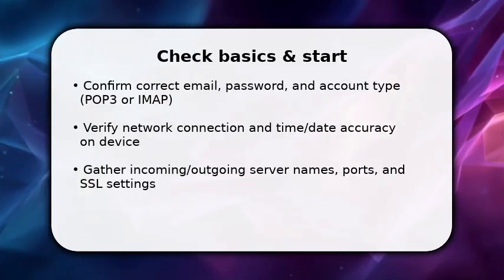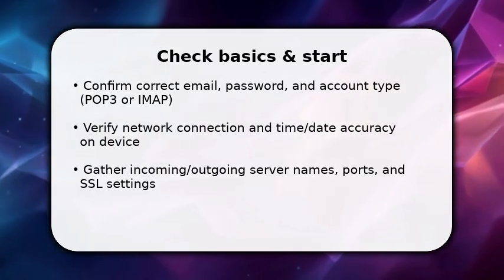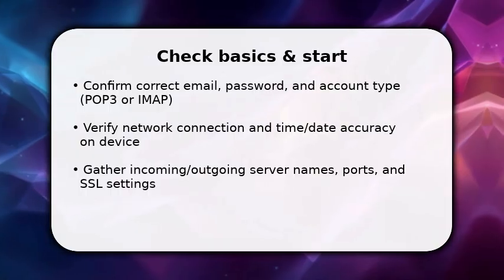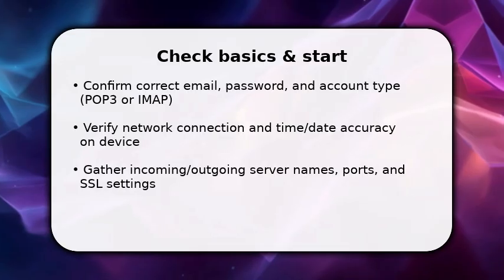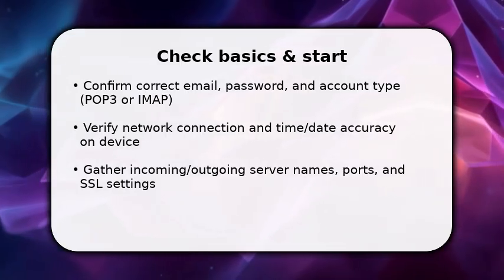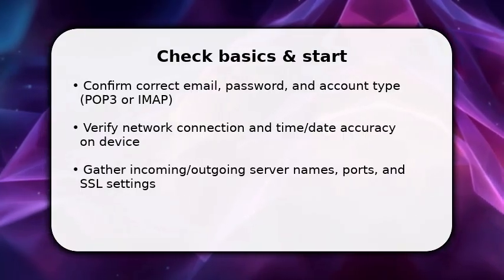You'll start by confirming credentials and account type so Outlook knows where to reach mail. Sign into the webmail provider to verify the password works, then open Outlook and go to Account Settings. Once done, check your device's time and internet. Wrong clock or offline status causes authentication failures.